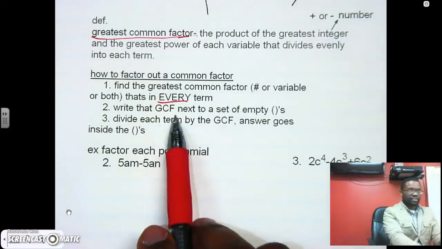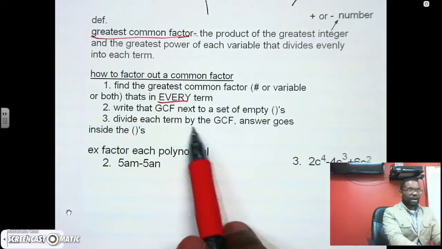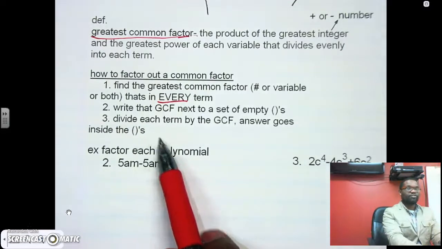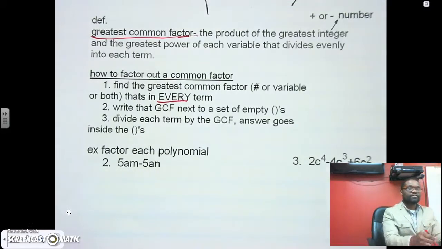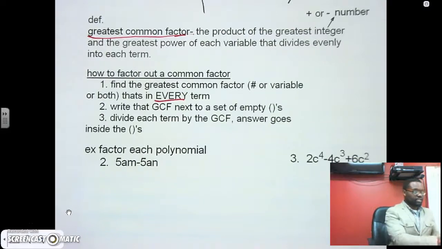Write the greatest common factor next to a set of empty parentheses and divide each term by the greatest common factor, and the answer goes inside the parentheses. So how do you figure out what goes inside the parentheses? Divide each of your original problem's terms by your greatest common factor. So that took about 2 minutes and 45 seconds.